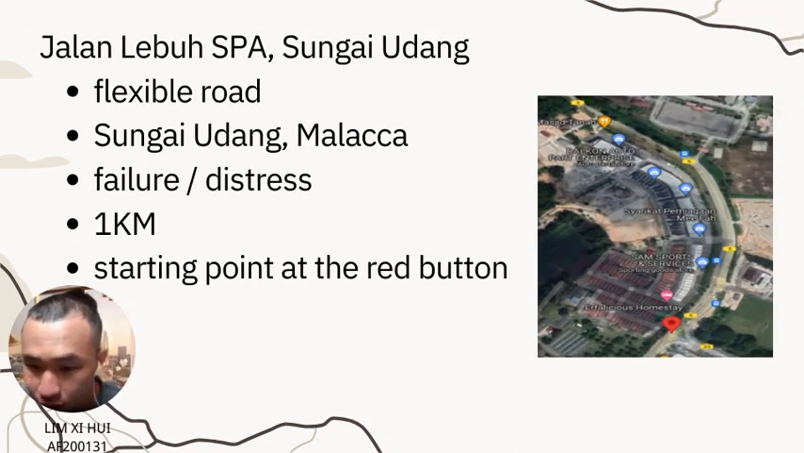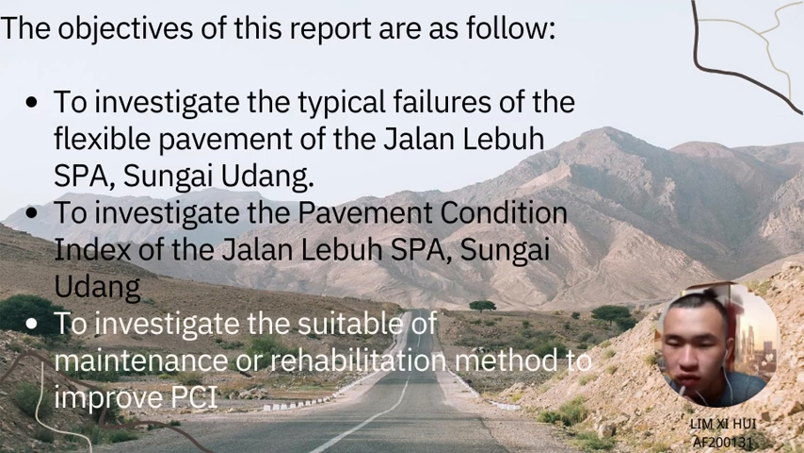In this research, the road we chose is Jalan Lembor SPA, Sungai Udang. It is a flexible road located at Sungai Udang, Melaka. It has failure in 1 kilometer, where the starting point is marked at the red button. The objectives of this report are: to investigate the failures of the flexible pavement of Jalan Lembor SPA Sungai Udang, to investigate the pavement condition index of the road, and to investigate the suitable maintenance or rehabilitation method to improve PCI.